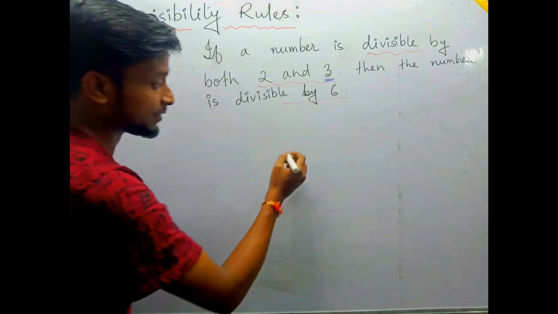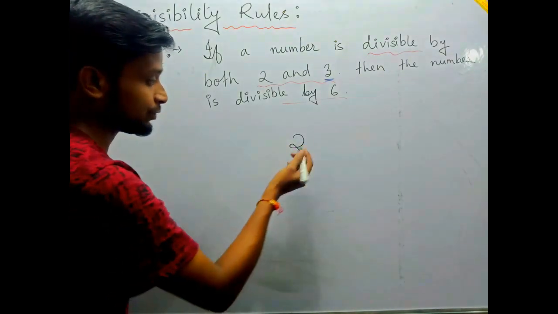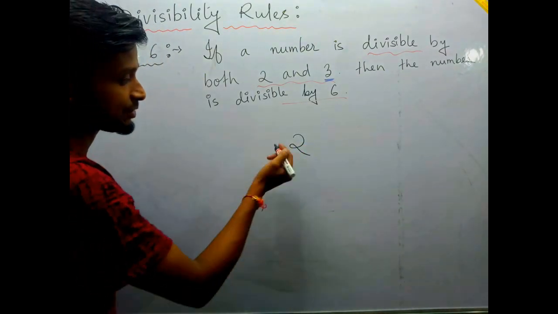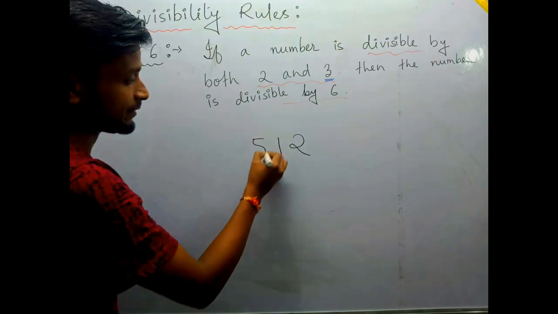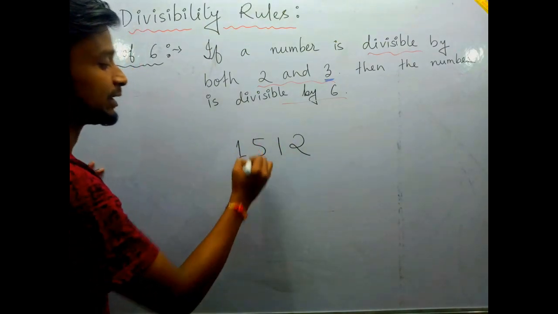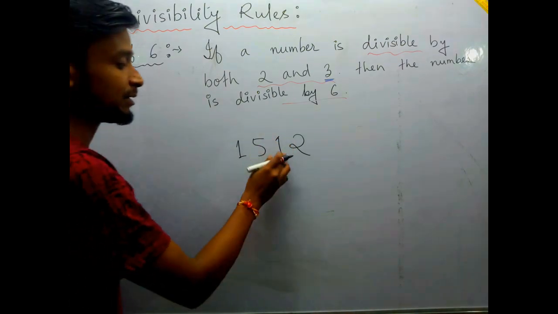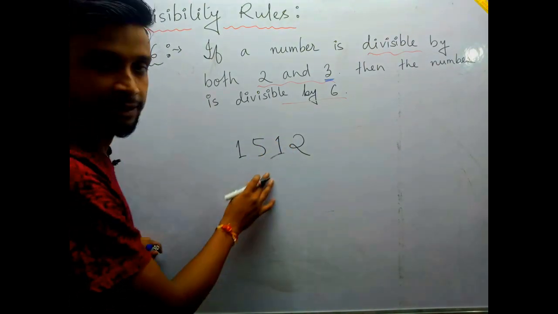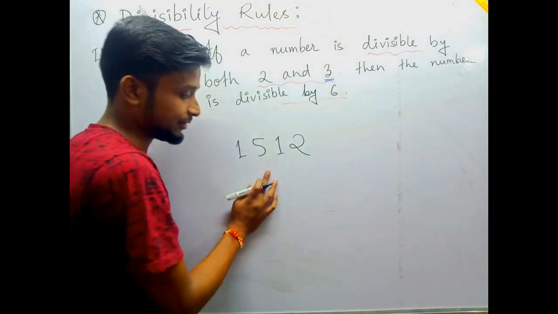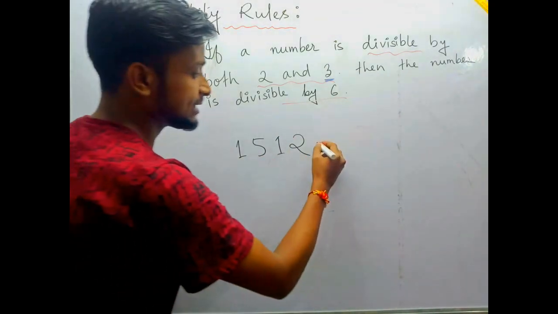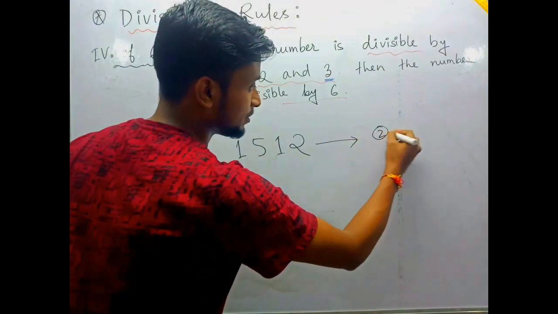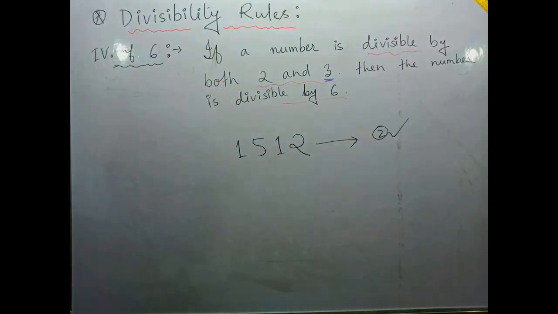Suppose let's take one even number, let's say it is 3512. It will be divisible by 6 or what? Will this number be divisible by 6 or not? Now check. It is an even number, so it will be divisible by 6. Oh sorry, it will be divisible by 2.